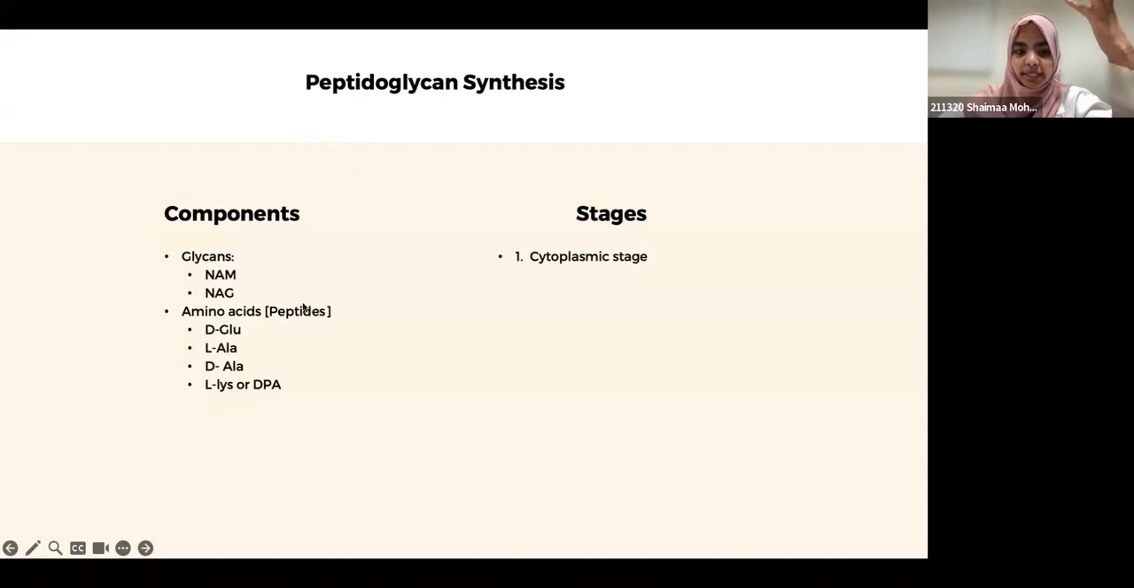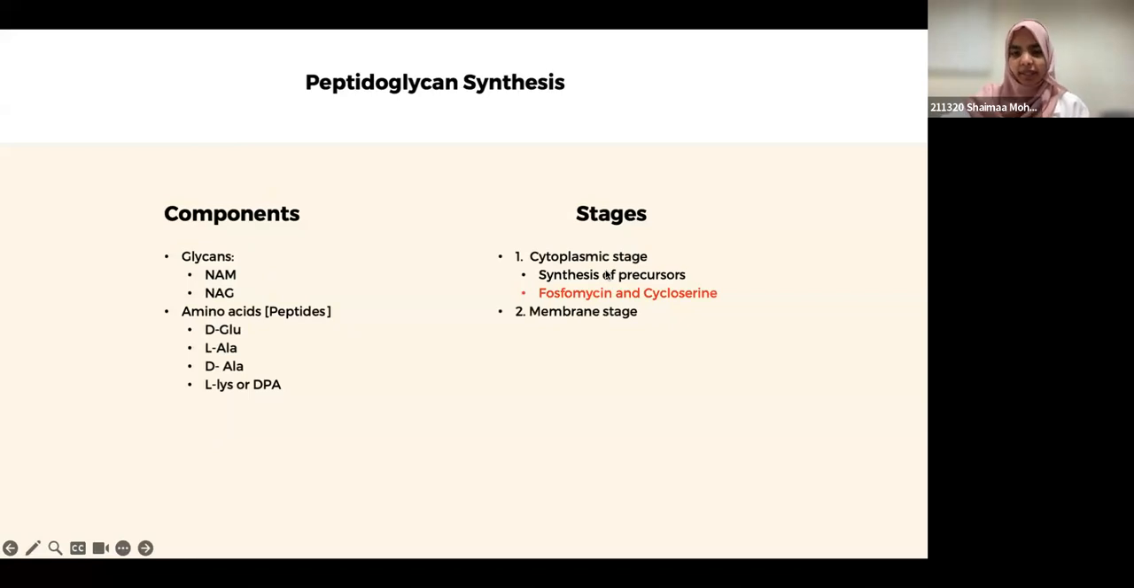So what are the stages? Those were the components. First, we have the cytoplasmic stage. Cytoplasmic stage means that it happens in the cytoplasm. And what do we need to do in the cytoplasm? We need to form our components, our precursors. That's what's going to happen in the cytoplasmic stage. And this stage is usually inhibited by two antibiotics, which are fosfomycin and cycloserine. We're going to look at how those inhibit it.